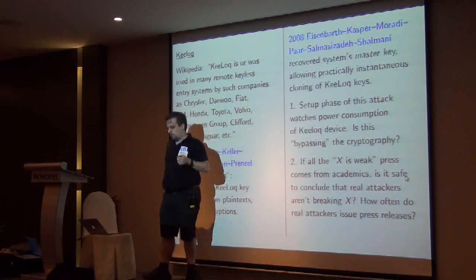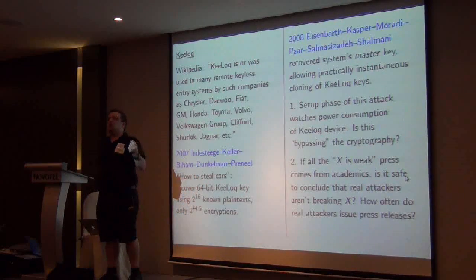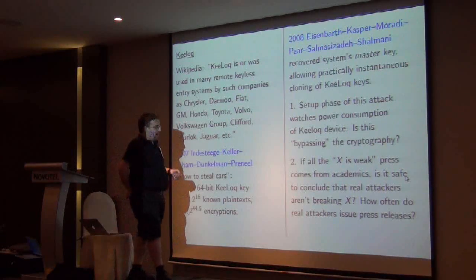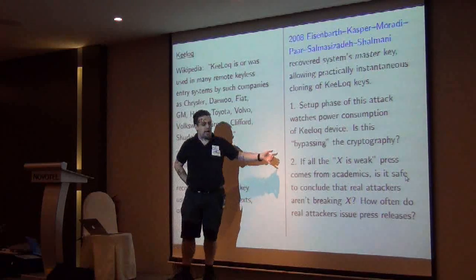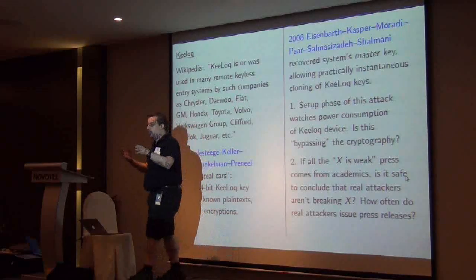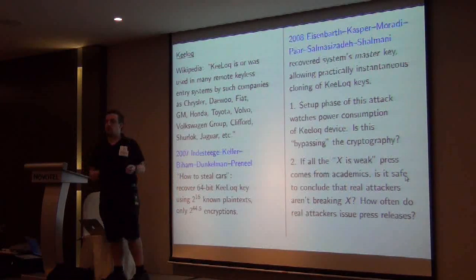So some people would look at this and say, hey, there are all these academic papers. Yeah, it's theoretically weak, but no attackers would ever carry this out in practice. There's no evidence that anybody's actually breaking the keyless lock system. Now, suppose we have two academic teams. They find an attack against the key lock. If an attacker finds a break against a widely deployed system like this, there is a 100% chance they will call the New York Times or some equivalent organization.